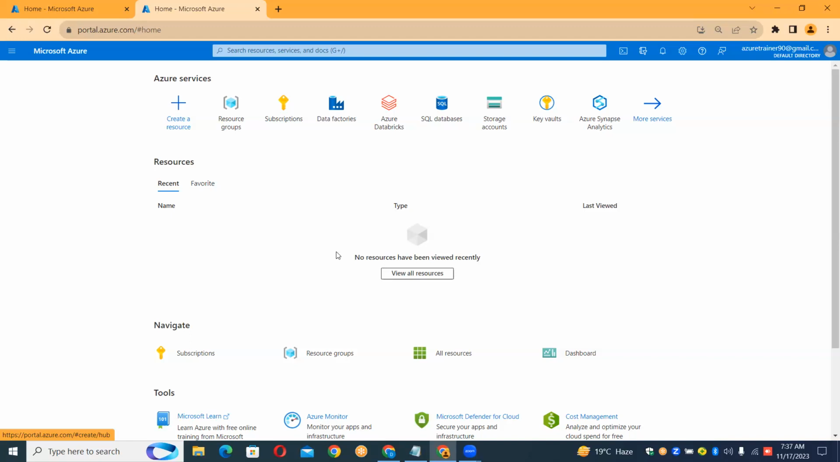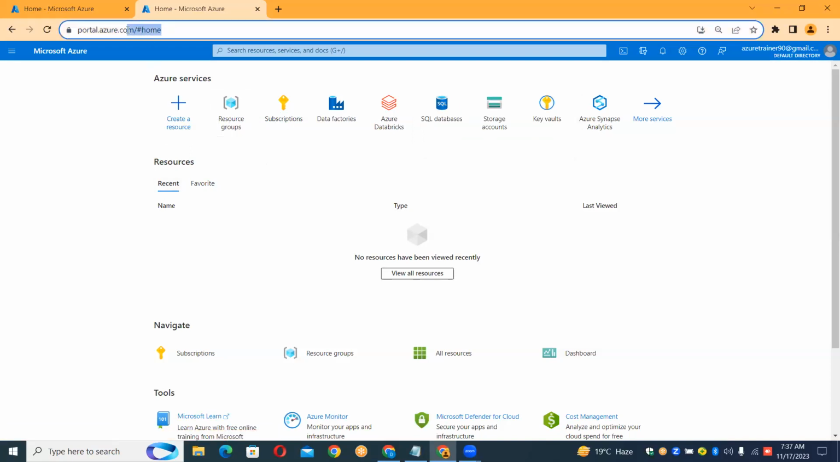Okay, so now guys, once you have given all the information, it will reroute you back to this portal called portal.azure.com. This is the portal where you are going to work, guys.